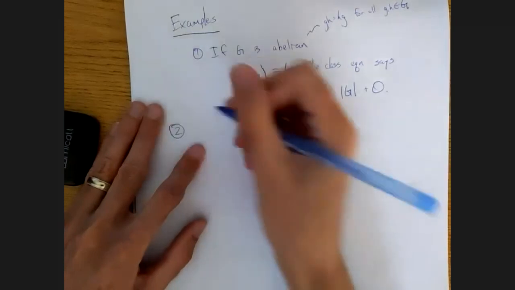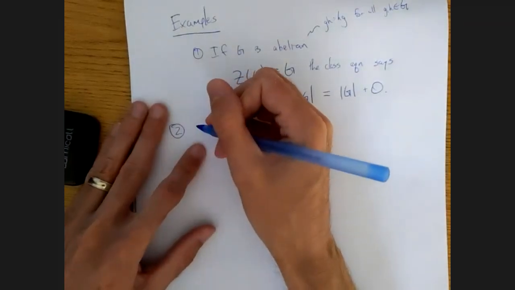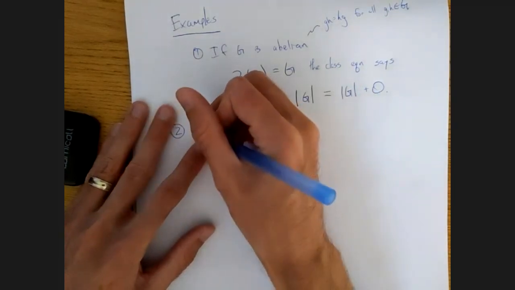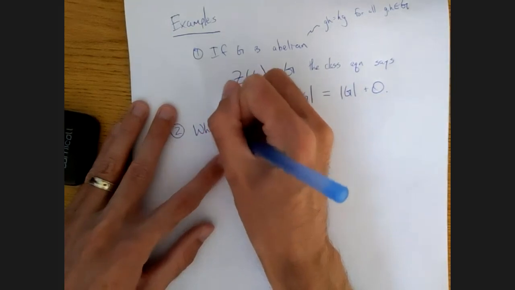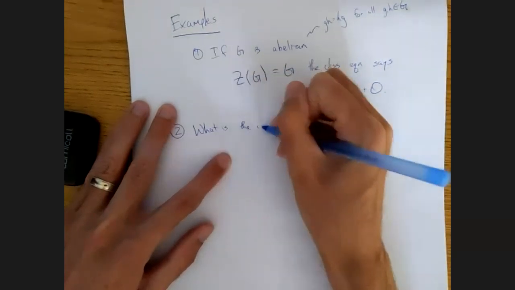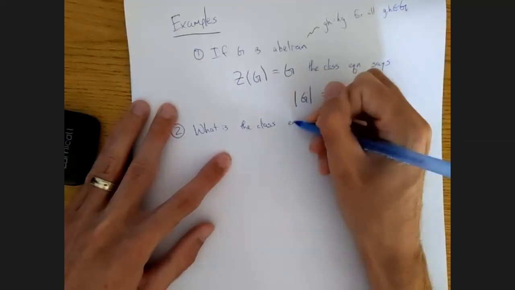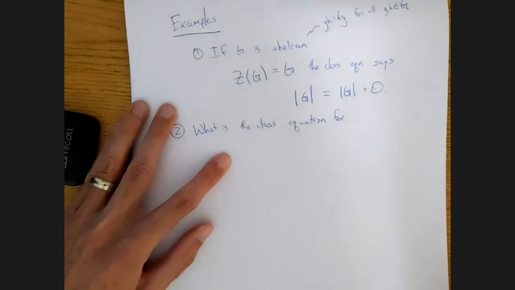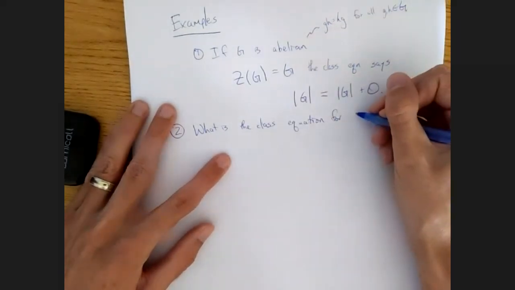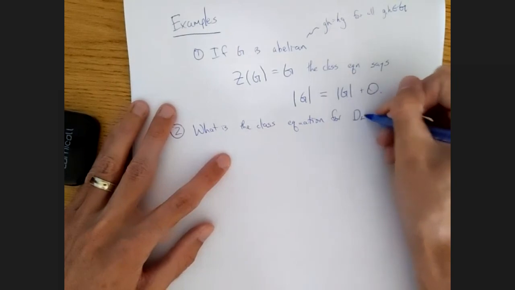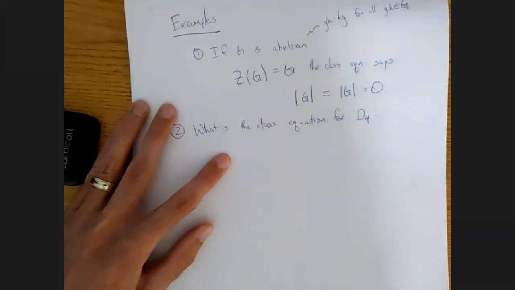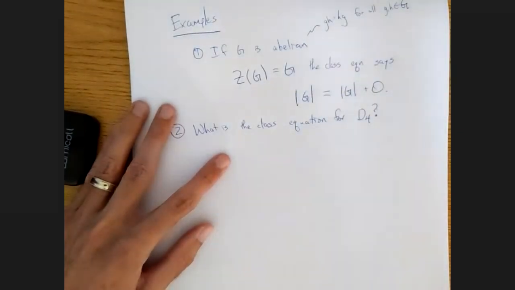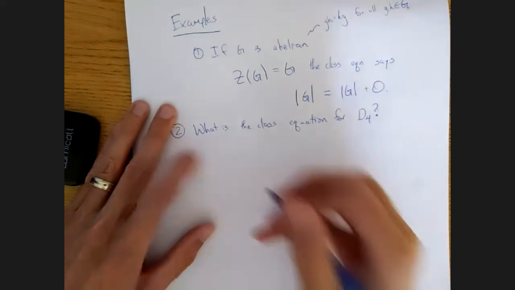So let's do at least one example. What are the conjugacy classes, right? So what is the class equation for one of the finite groups, maybe like D4, right? So we'd have to compute the center of D4.